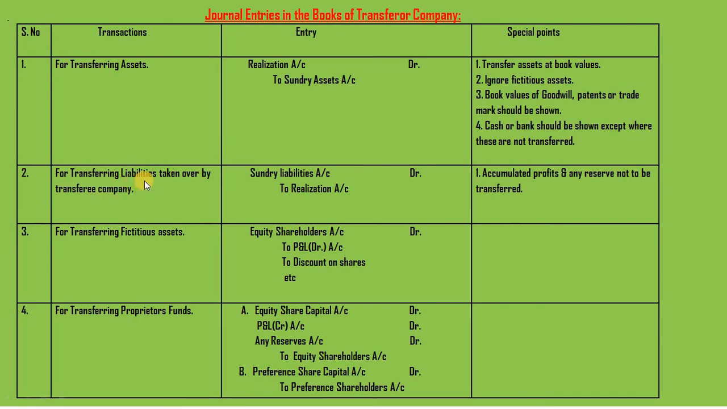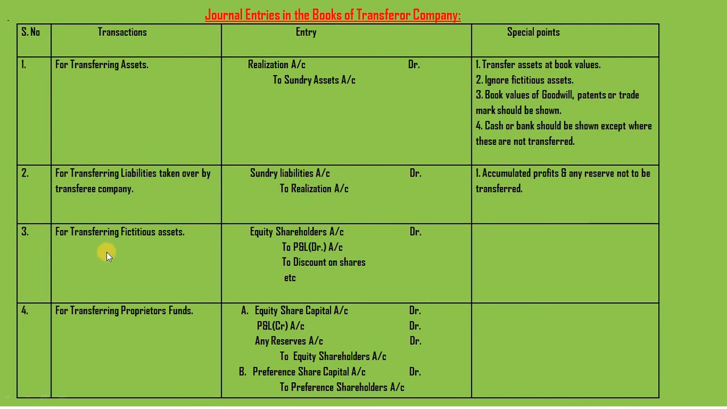Second thing is transfer of liabilities. Okay, for liabilities, just write down sundry liabilities account debit to realization account. For example, on the debit side, it can be like creditors account debit, debentures account debit, provision for taxation account debit. Okay, all those liabilities will be transferred to credit side of the realization account. Right, now assets and liabilities are transferred. In the special points, it is given that accumulated profits and any reserves are not to be transferred here. Okay, in the realization account, accumulated profits or any other reserves will not be transferred because these are to be transferred to equity shareholders account. Right.